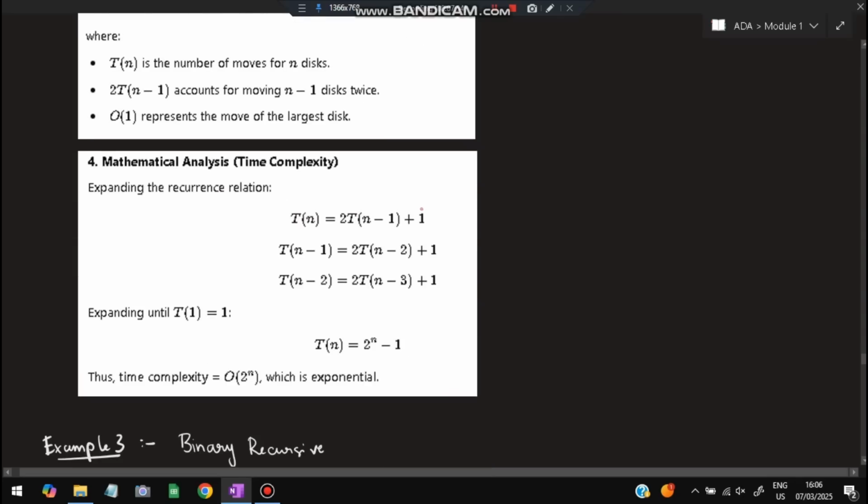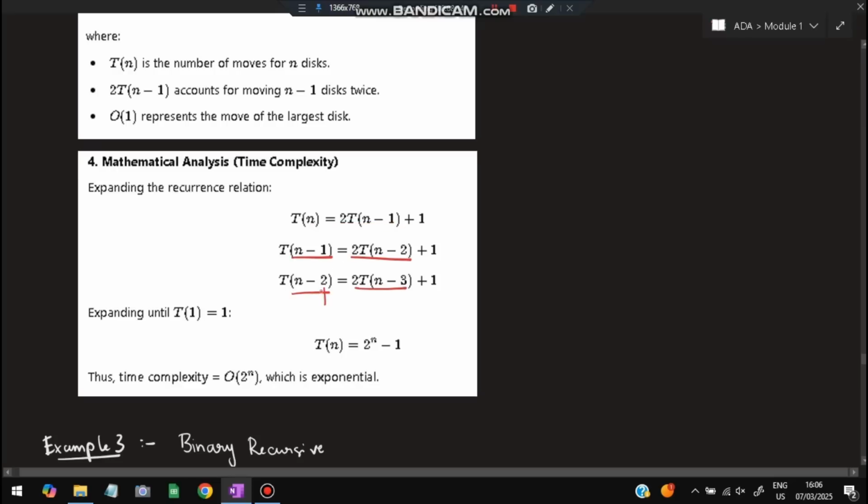Now mathematical analysis will be like this. T of n is this one, just substitute in n value n minus 1. If you put n value as n minus 1 here, what it will become? N minus 1 minus 1, that is n minus 2, so this will become n minus 2. 2 times t of n minus 2 plus 1, right? If you put n value as n minus 1, we'll get 2 times t of n minus 2, n minus 2, n minus 3 we'll get here.